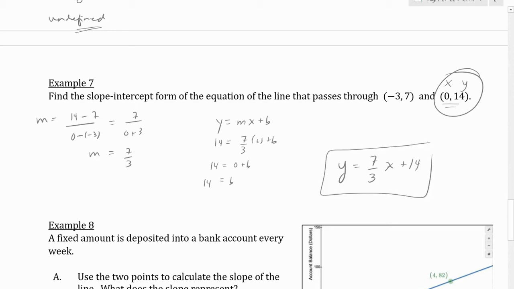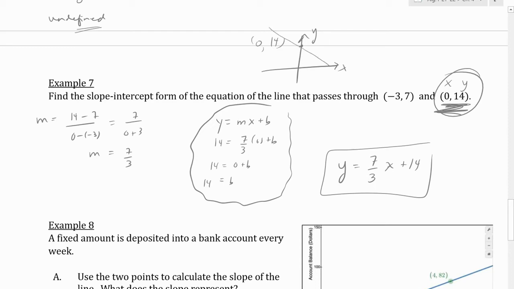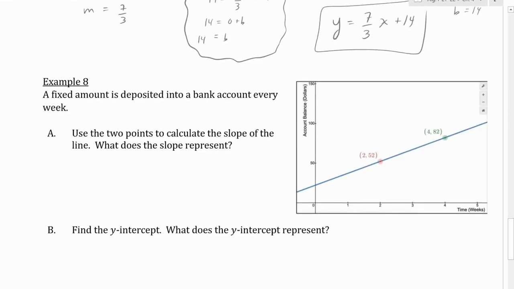There's the equation of the line. Do you notice how you could have saved yourself the trouble of this right here? Think about what that looks like on a graph. Over 0, up 14. Isn't that automatically a y-intercept? So if you had just thought for a second about the problem the way it's written, you could have gone straight to, oh, b is 14. I didn't need to actually calculate it. I just know it. So keep that in mind. It'll save you some time.